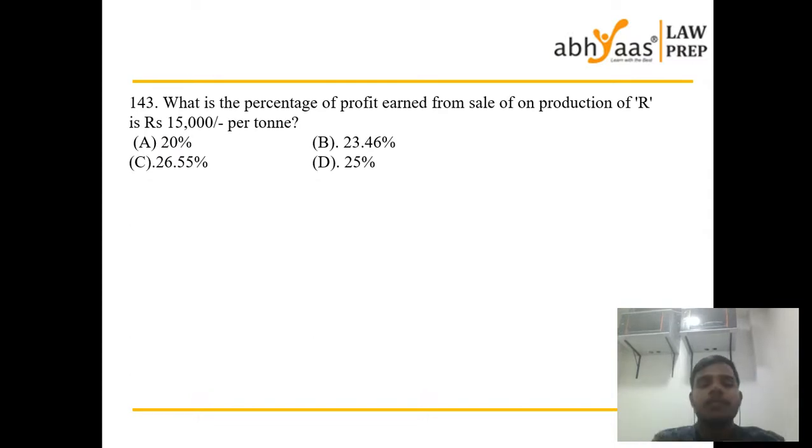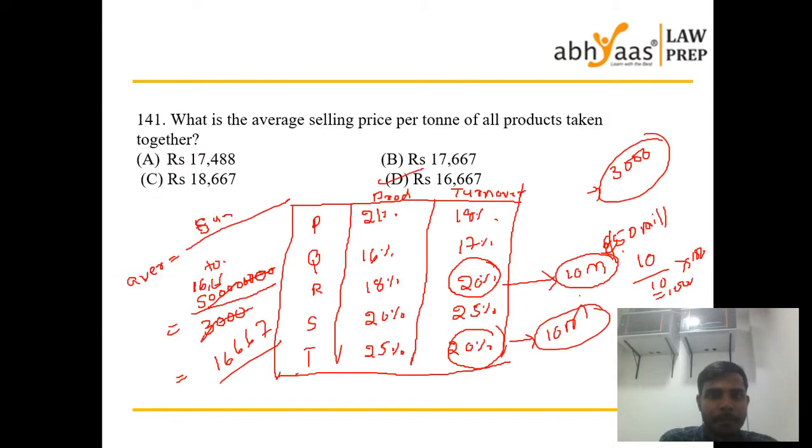Next, 143. This is mostly related to profit and loss. What is the percentage profit earned from the sale of production of R? If the expenditure incurred on production of R is 15,000 per ton. Okay, there is one statement missing. It is given that this 15,000 per ton is the cost of production.